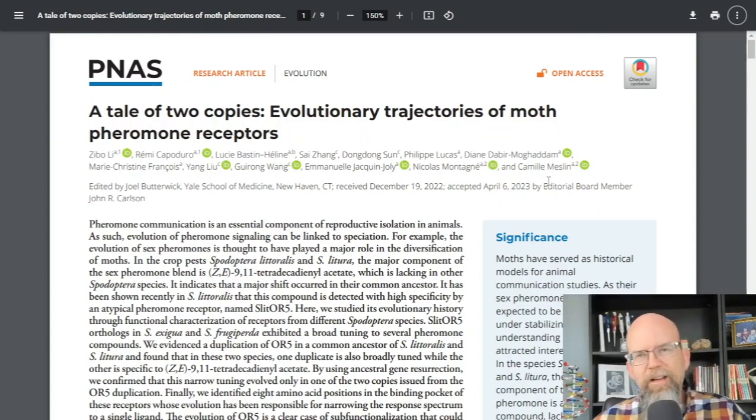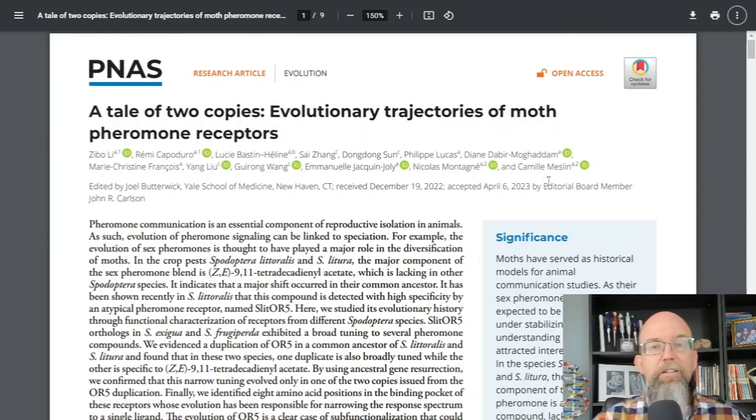And the interesting thing about moths and many, many other different species is that the particular pheromone that's used by the female can be very specific to the species, because females of one species don't necessarily want to attract the males of another species.